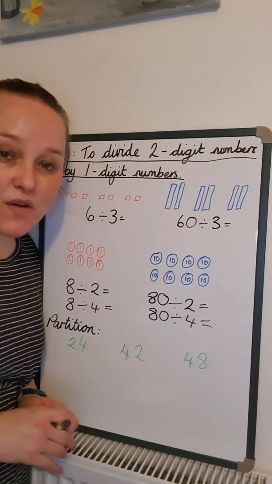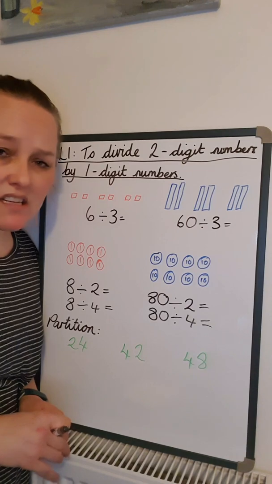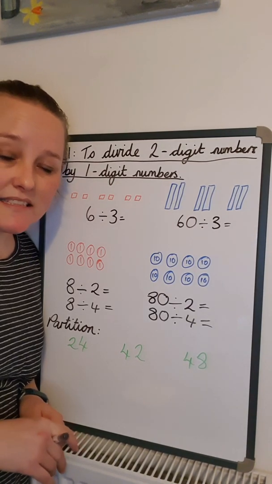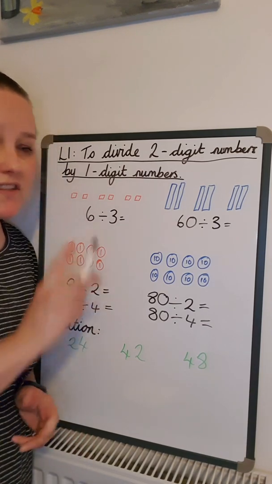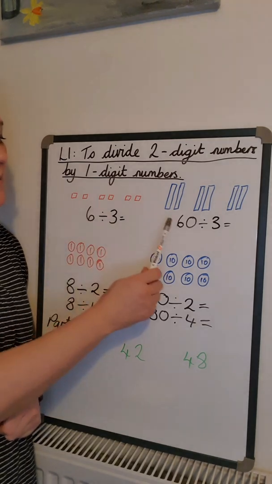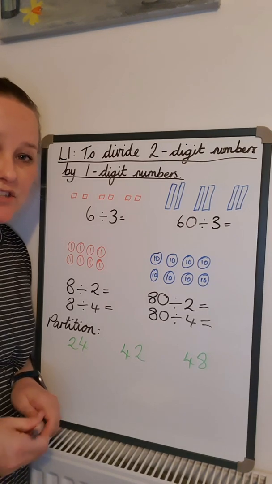Okay, so we'll start off with a little starter to get your brain ticking over, and let's begin. Okay, so you are going to begin with, have a look at this one. We've got 6 divided by 3, and then we've got 60 divided by 3. So how are you going to do that?